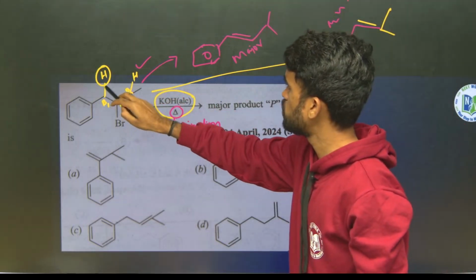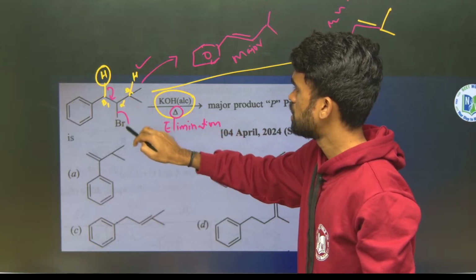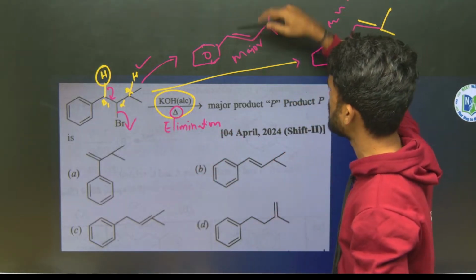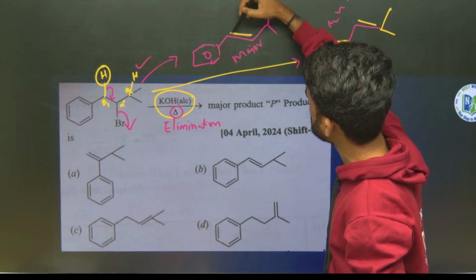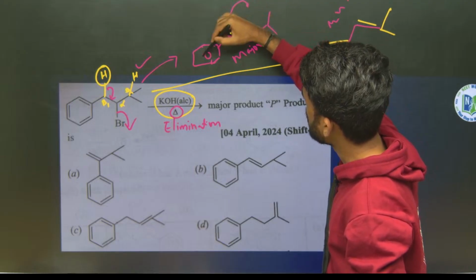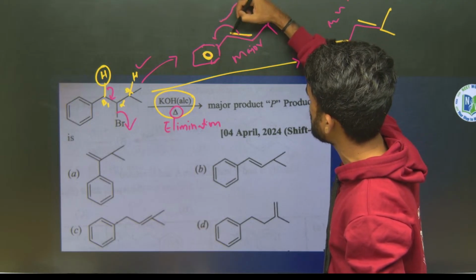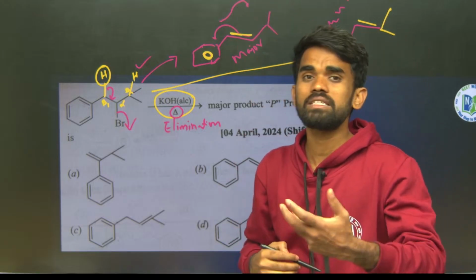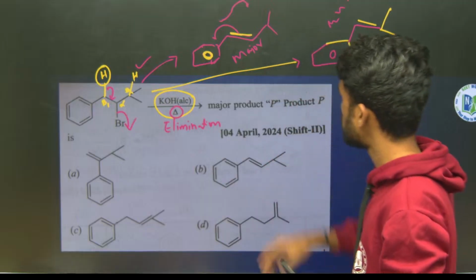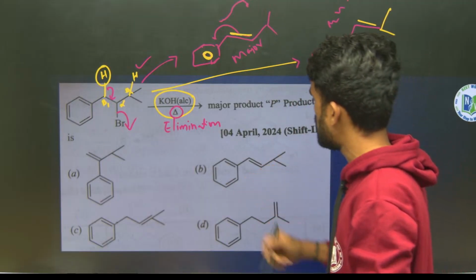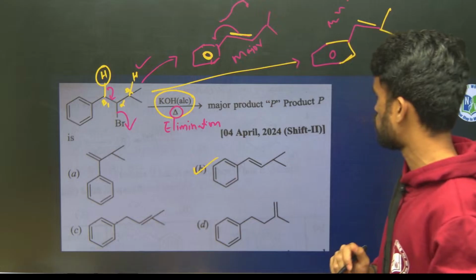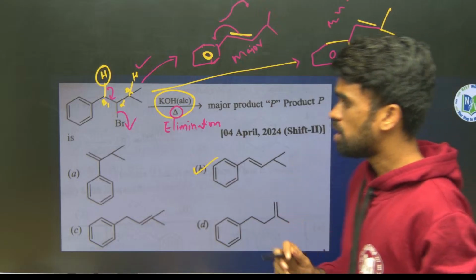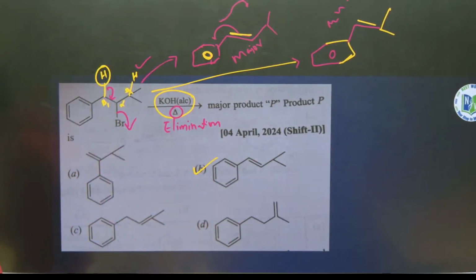Because when I remove this beta proton and the halogen from the alpha position, we get a double bond here which is in conjugation with the ring pi electrons. The ring electrons and the pi bond formed here are in conjugative position right now, which makes it more stable. Therefore our option B will be the perfect answer for the given question. So B will be your answer, right?